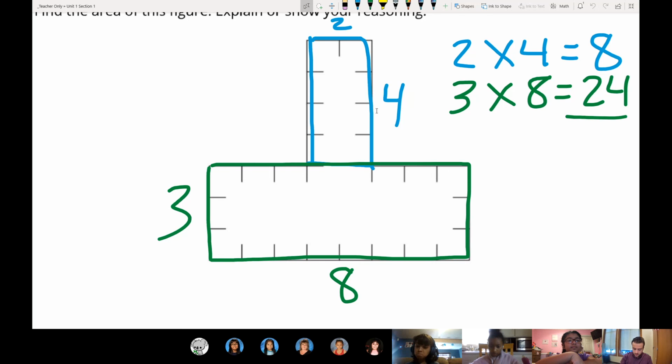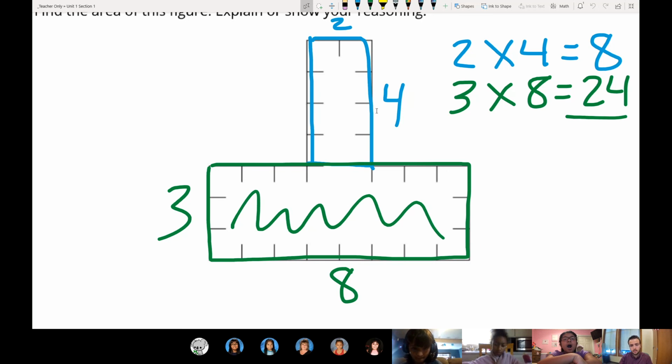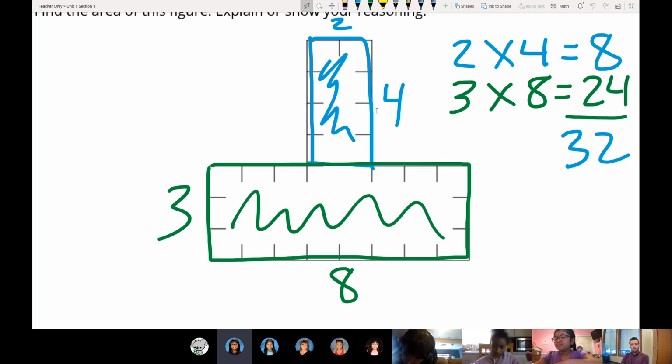And if we're trying to find the total area of the green Pop-Tart and the blue Pop-Tart combined, what's the total? 32. Exactly right. There are 32 units total in this shape. Great job, Eileen. Awesome job. So we're just about done. That was the last problem we're going to work on.